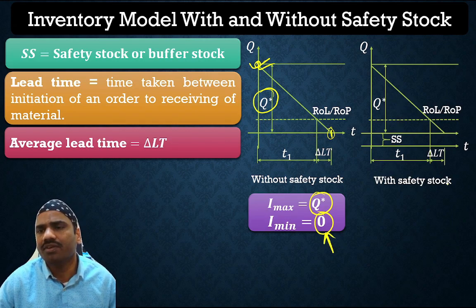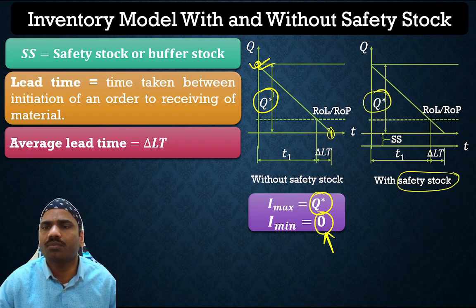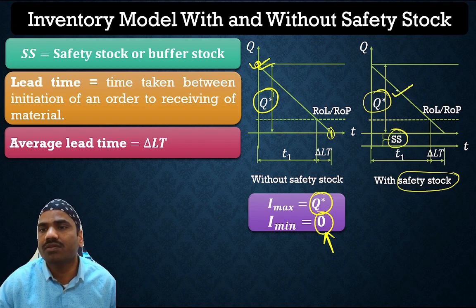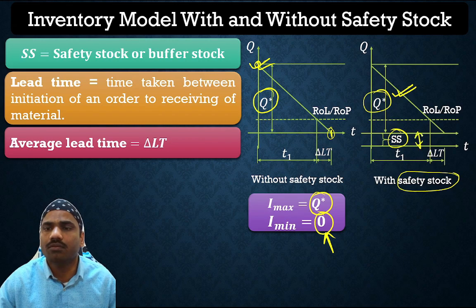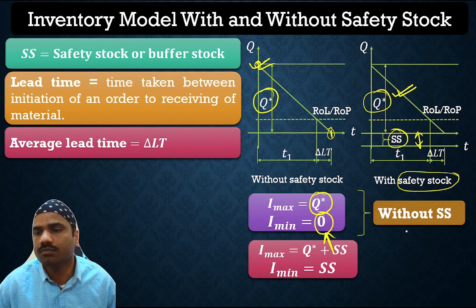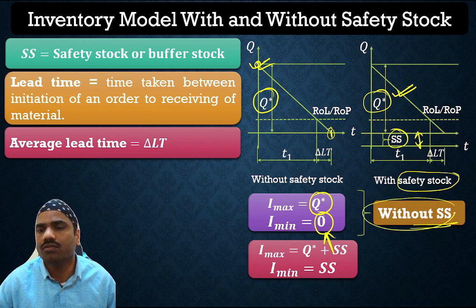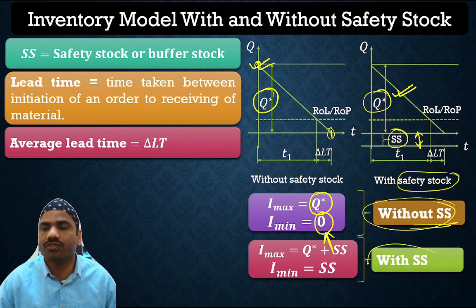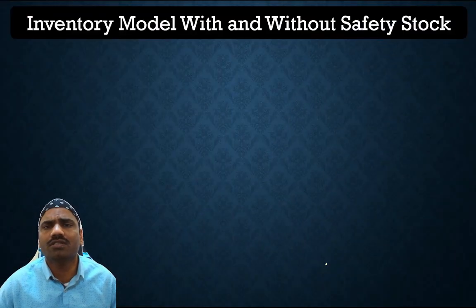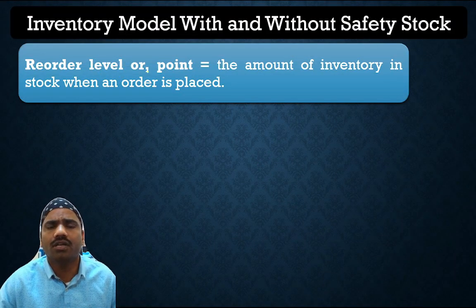But if you are maintaining some safety stock, then the maximum inventory is Q star plus SS, that is safety stock. So the maximum inventory is the economic order quantity plus safety stock, and the minimum inventory we are maintaining is the safety stock. So without safety stock, this will be the level of inventory, and with safety stock, this is the level of inventory.